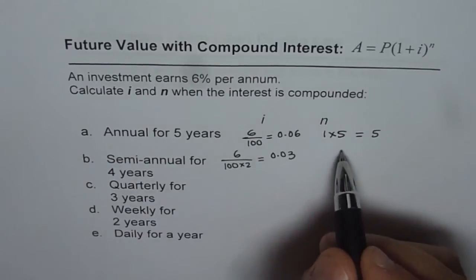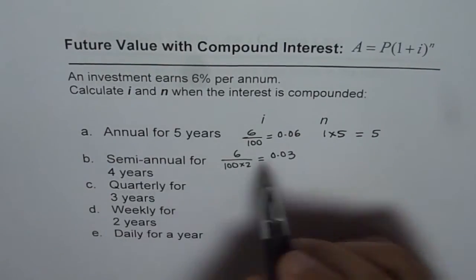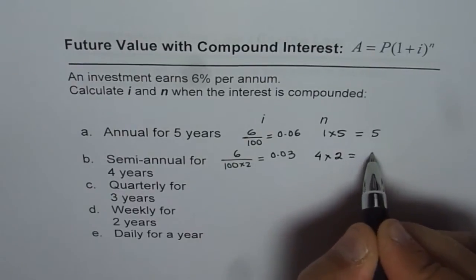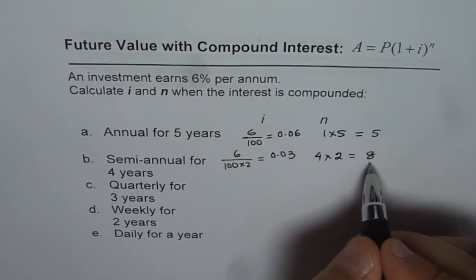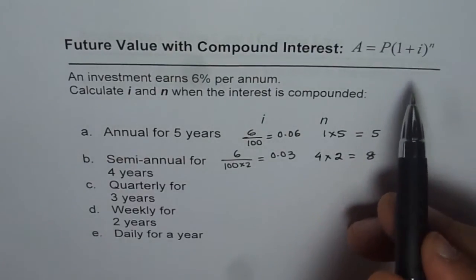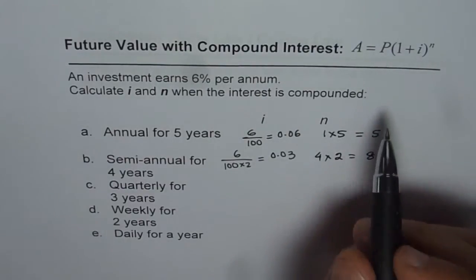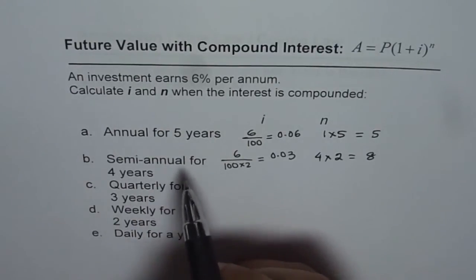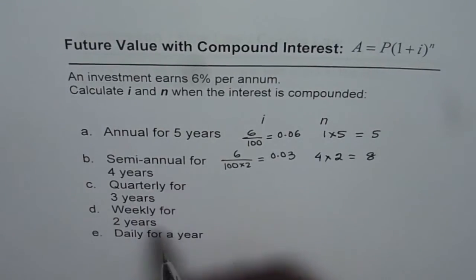4 years is the number of terms. Now 4 years means 4 years, and every year twice. Then 4 times 2 gives us 8. So the n value is 8 for us. So whenever you apply this formula for semi-annual, you have to multiply the number of years by 2, because every year it is going to be compounded twice.